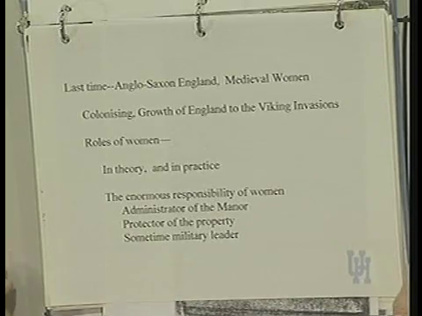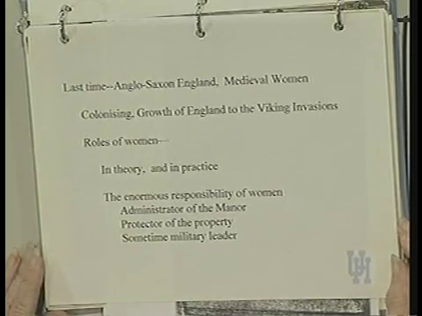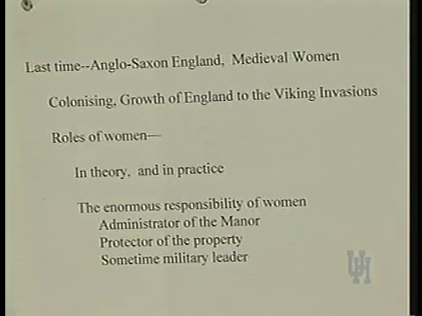Okay, last time we looked at Anglo-Saxon women, England, and we looked at medieval women. We looked at the colonizing and growth of England up to the Viking invasions, and in fact we ended at about the Viking invasions. We looked at the roles of women in theory when we looked at the ideas, for example, of Eve and Mary as a kind of corrective for Eve. The theories about women were usually quite negative, but at the end when Power was talking about medieval women, she was talking in a very positive way about the enormous responsibility of women who had the job of looking after the manor while their husbands were engaged in politics or war or various state responsibilities, and the women ran the manor house.